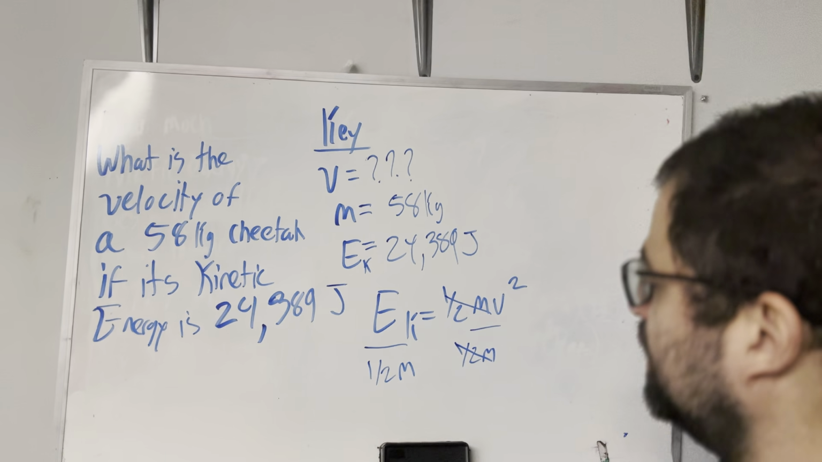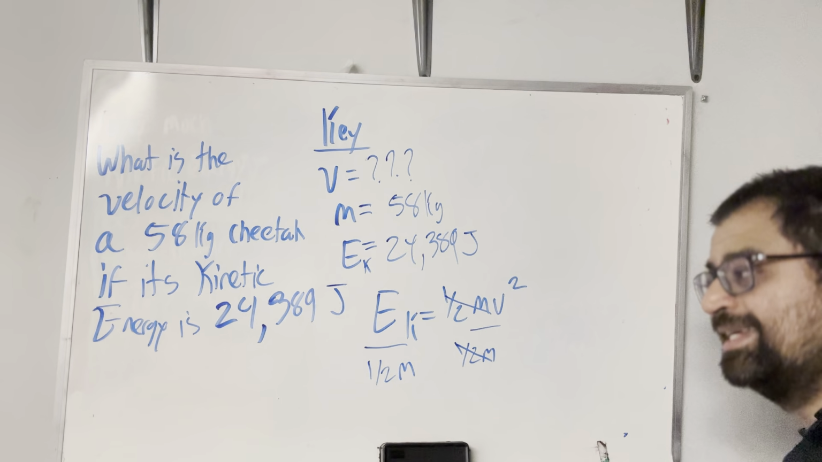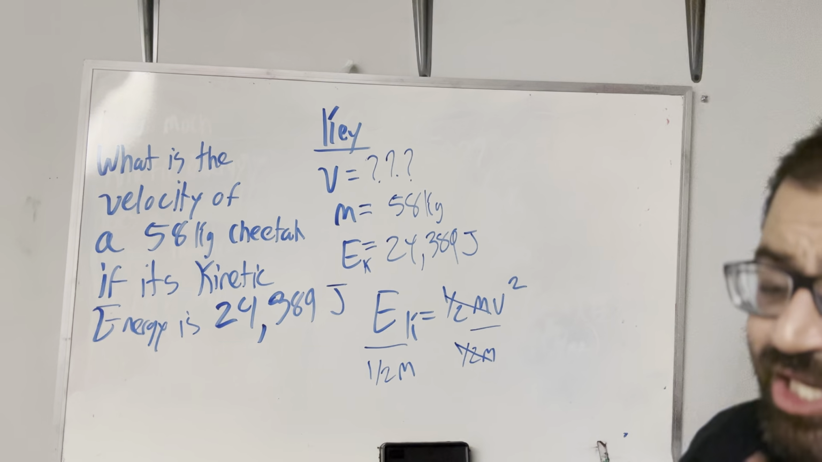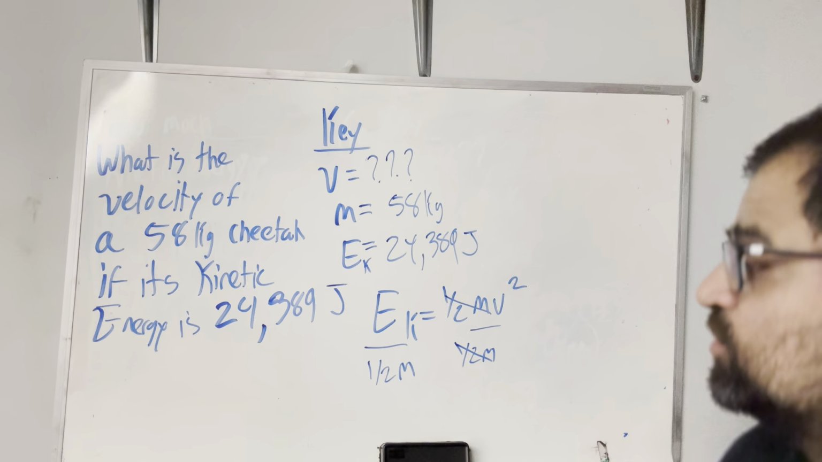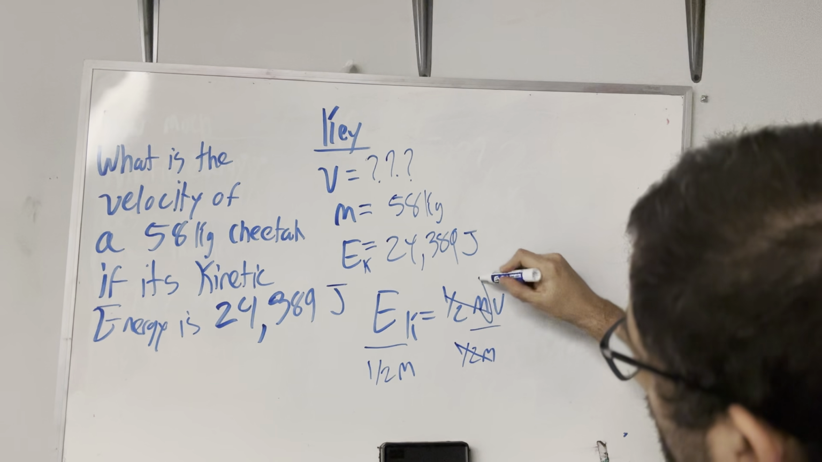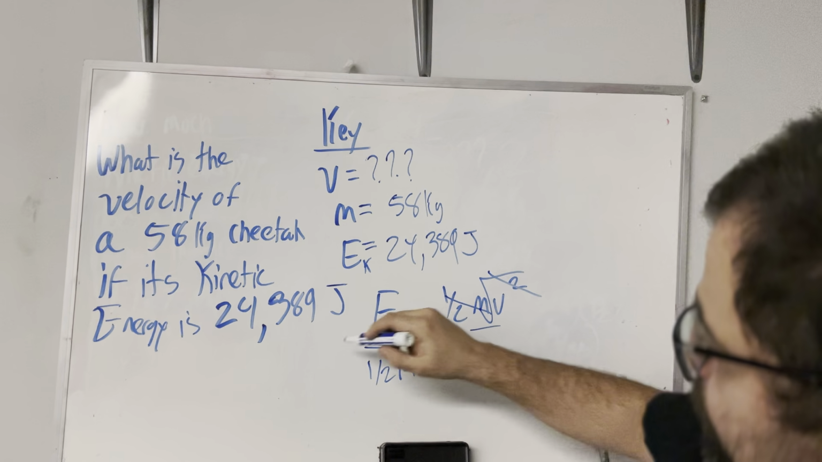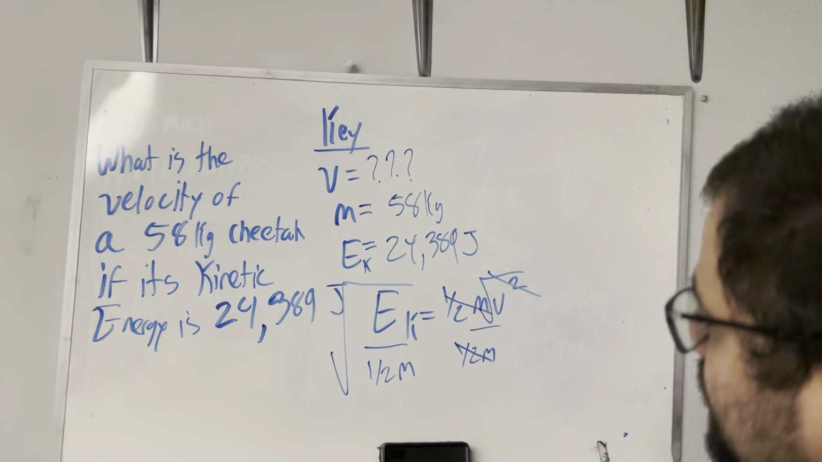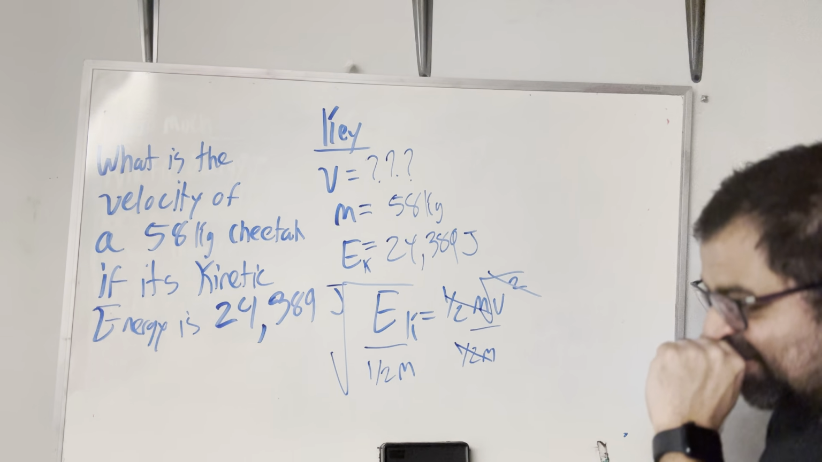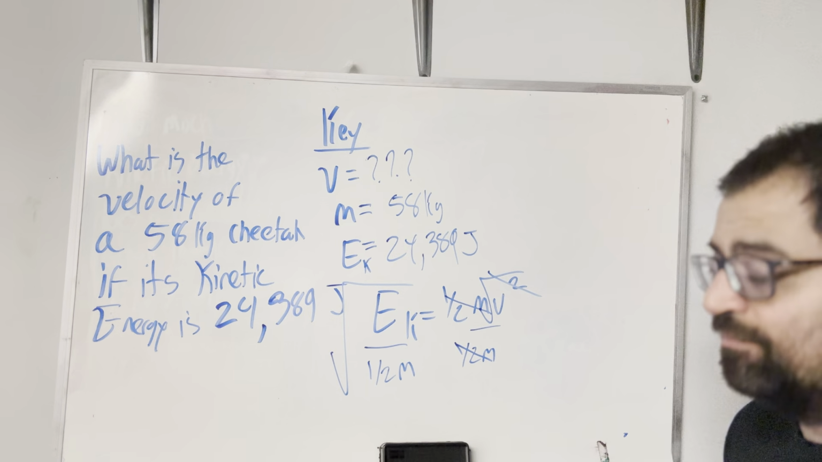And so we end up with EK over 1/2 m, which is good, except we're not done. Because right now we have V squared equals that. We don't want V squared, we want V. So how do we get rid of the squared? We're going to square root. That gets rid of that. But we have to do that to this side. And so we end up with V is equal to the square root of EK over 1/2 m.